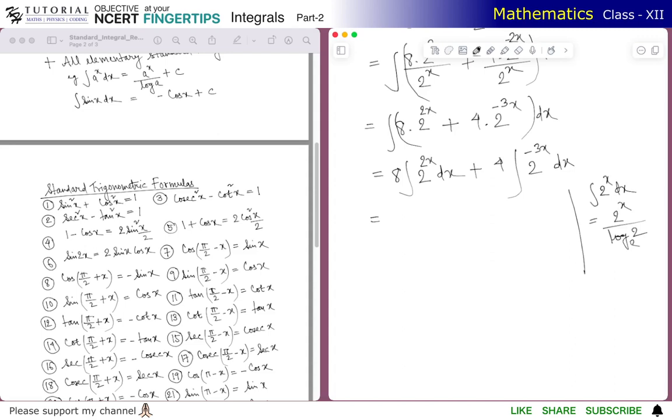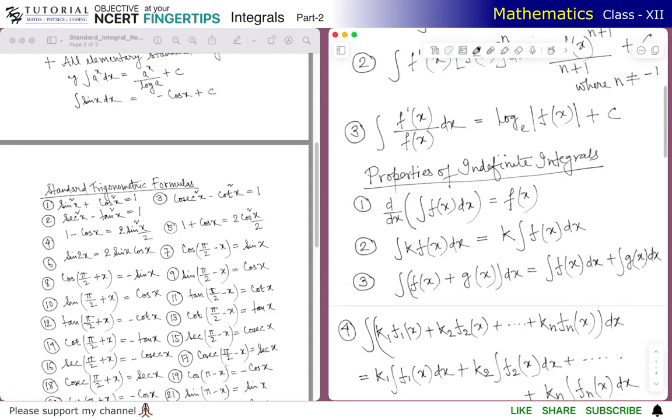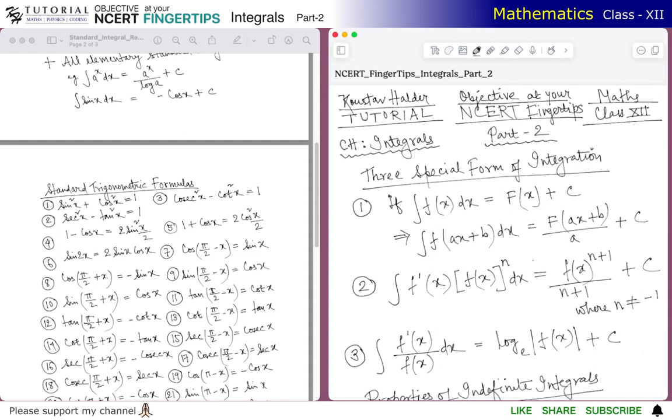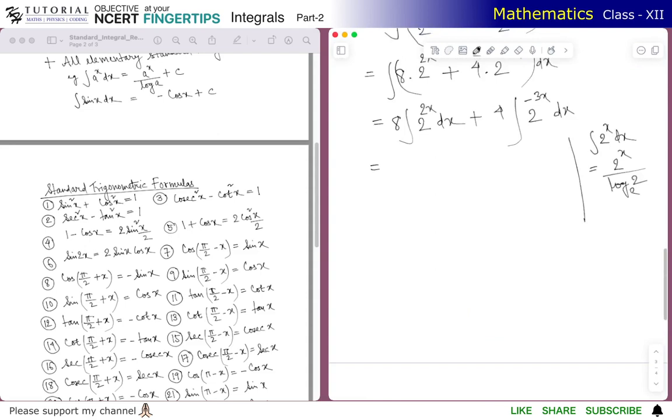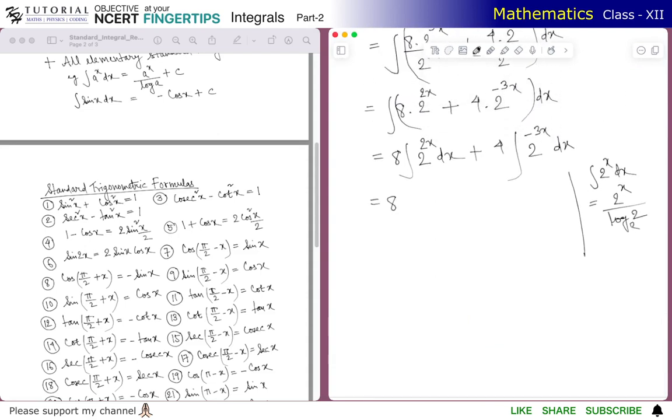Now, to find the integral of 2 to the power 2x, we have to use the first special form. So we have to divide by 2. This becomes 8 into 2 to the power 2x divided by log e 2, and also divided by 2, because the power is 2x, not x. Similarly, over here it will become 4 into 2 to the power minus 3x divided by log e 2 and minus 3, plus constant of integration.